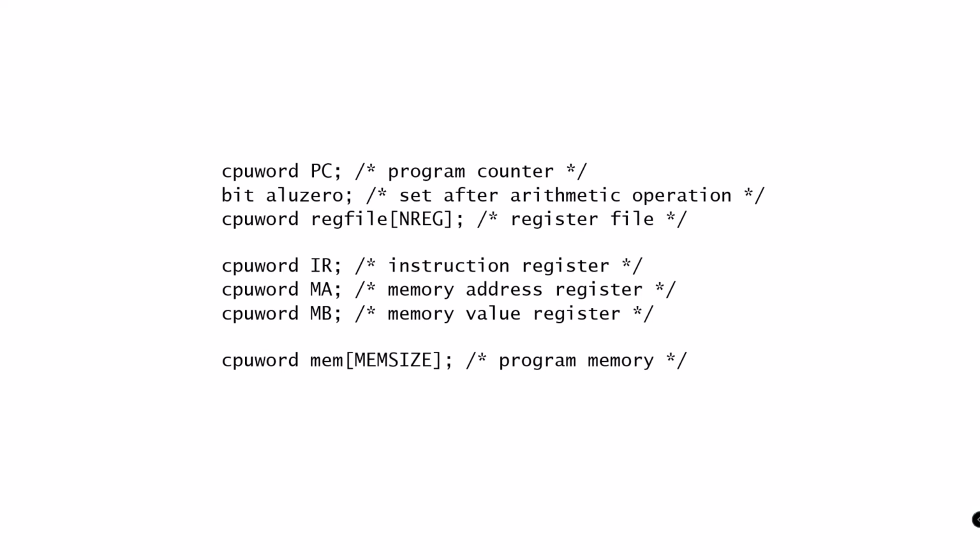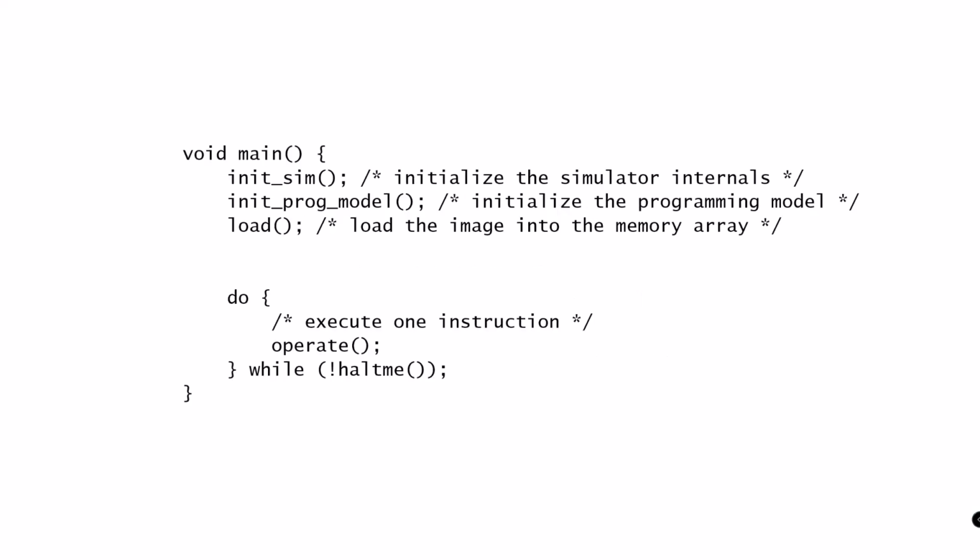We can use variables to define things like the program counter, the register file, and so forth. Memory is represented by an array of words. The simulator loads a program by reading it from a file and placing it into the array that simulates memory. It then repeatedly fetches a simulated instruction, decodes it, and executes.